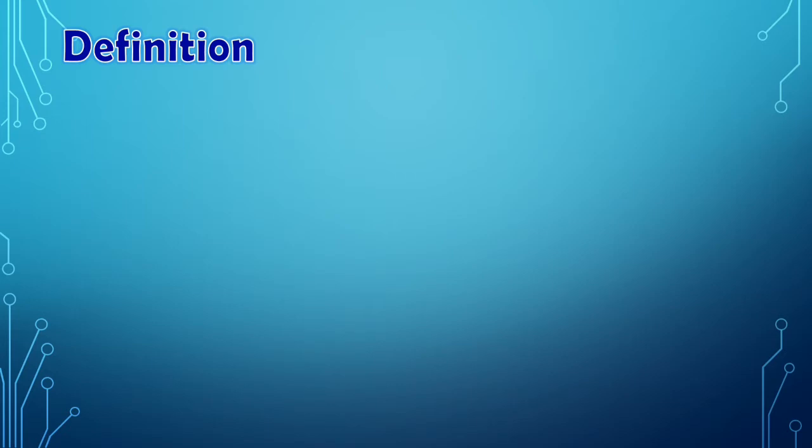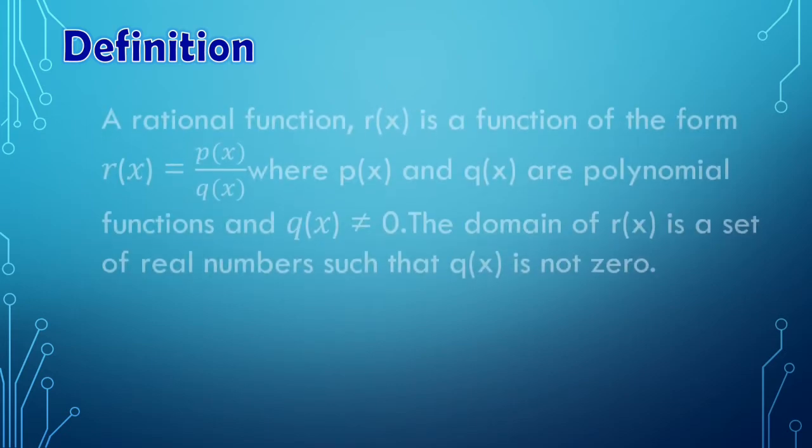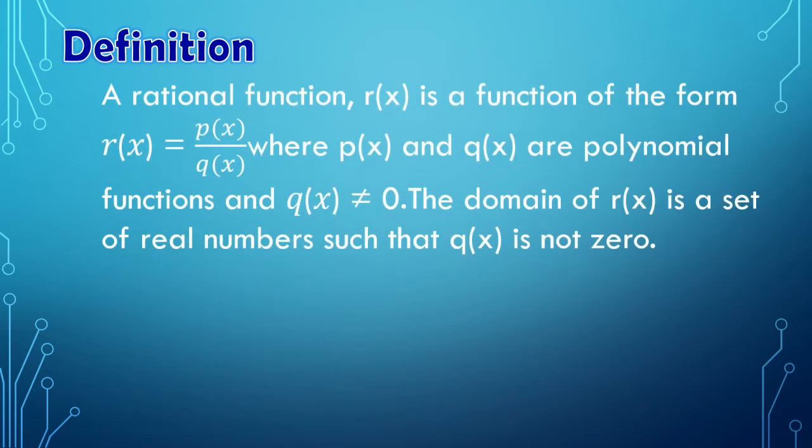By definition, a rational function r of x is a function of the form r of x is equal to p of x over q of x, where p of x and q of x are polynomial functions and q of x is not equal to 0. The domain of r of x is the set of real numbers such that q of x is not 0.